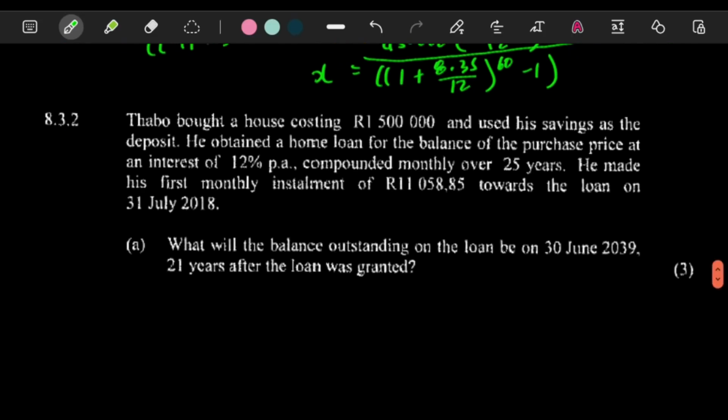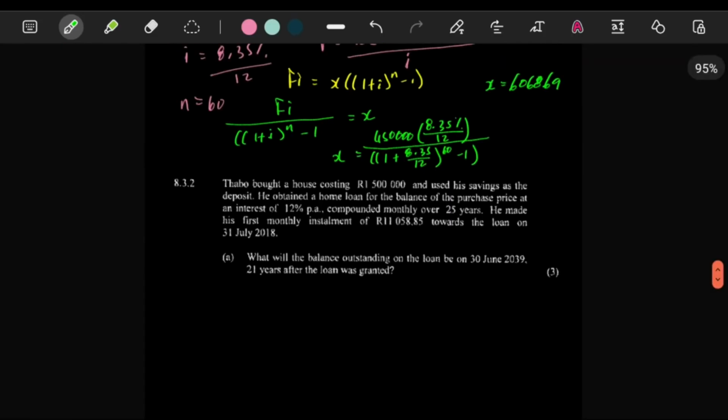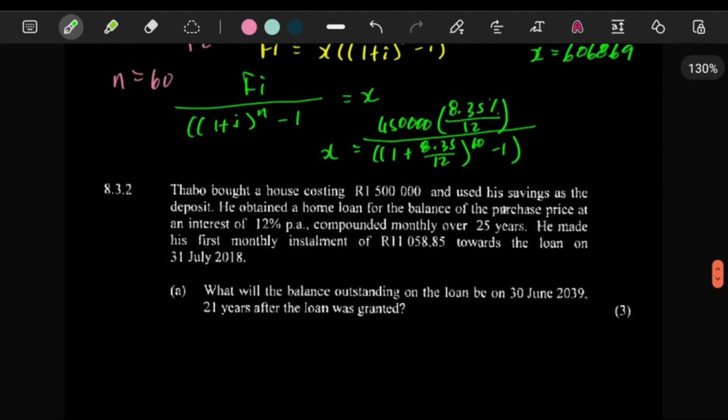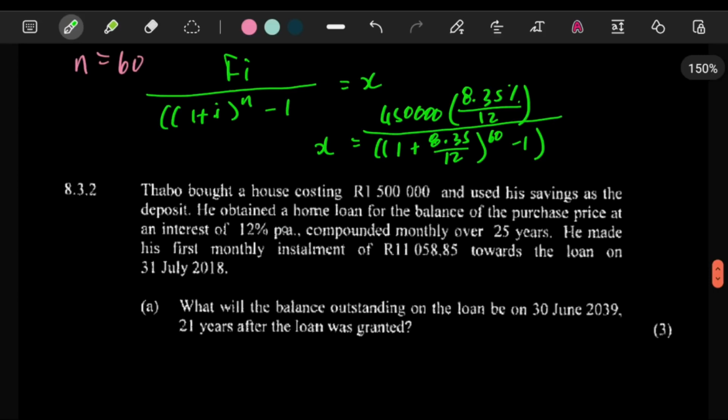Let us move on. Tabo bought a house costing 1,500,000 and used his savings as the deposit. He obtained a home loan for the balance of the purchase price at an interest rate of 12% per annum compounded monthly over 25 years. He made his first installment of this much towards the loan on 31 July 2018. What is the outstanding balance on the loan on the 30th of June 2039, 21 years after the loan was granted?